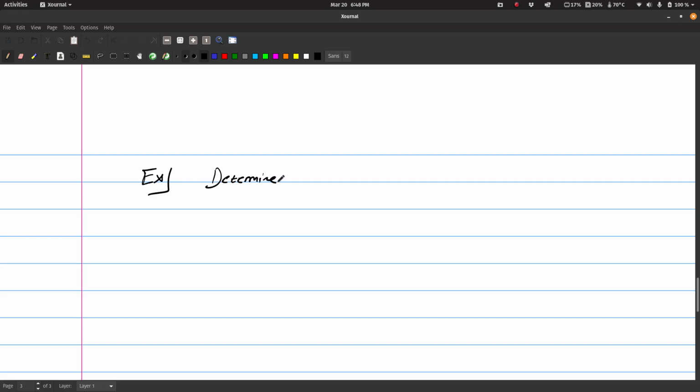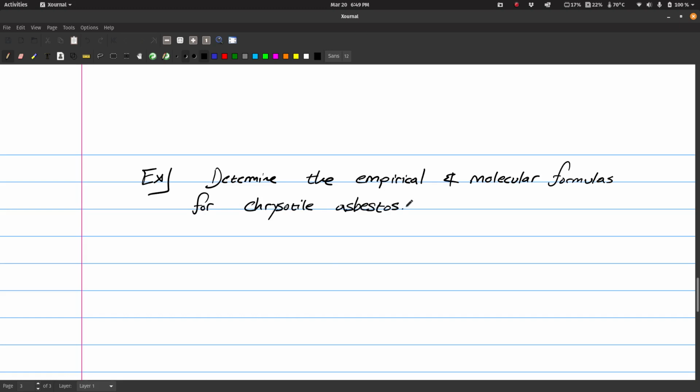So determine the empirical, I'm going to write all this stuff down that we need. I'm just writing down the question. Determine the empirical and molecular formulas for versatile asbestos. It has the following percent comps.